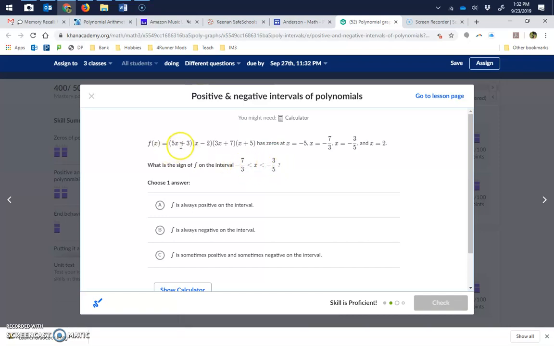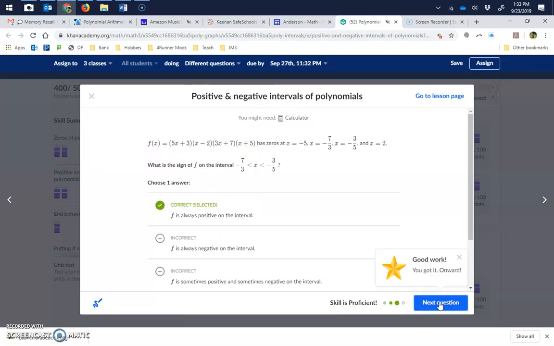So with negative 2, we're going to get a negative number out of here. This turns into a negative number. This turns into a positive number. And this turns into a positive number. So we have negative times negative is positive. The rest are all positive, so we end up with a positive answer.